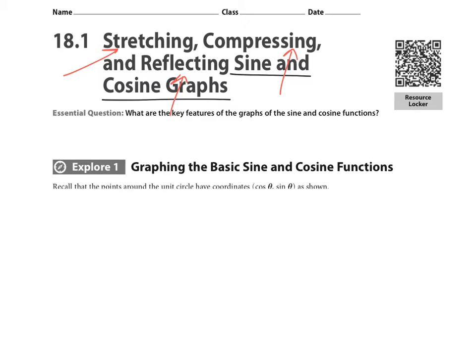All right, so the first thing we're going to do is talk about what the basic parent functions of sine and cosine look like. And we want to remember, they've made a little point for us here in the book. The points around the unit circle have coordinates sine and cosine. Remember, sine is x and cosine is y.